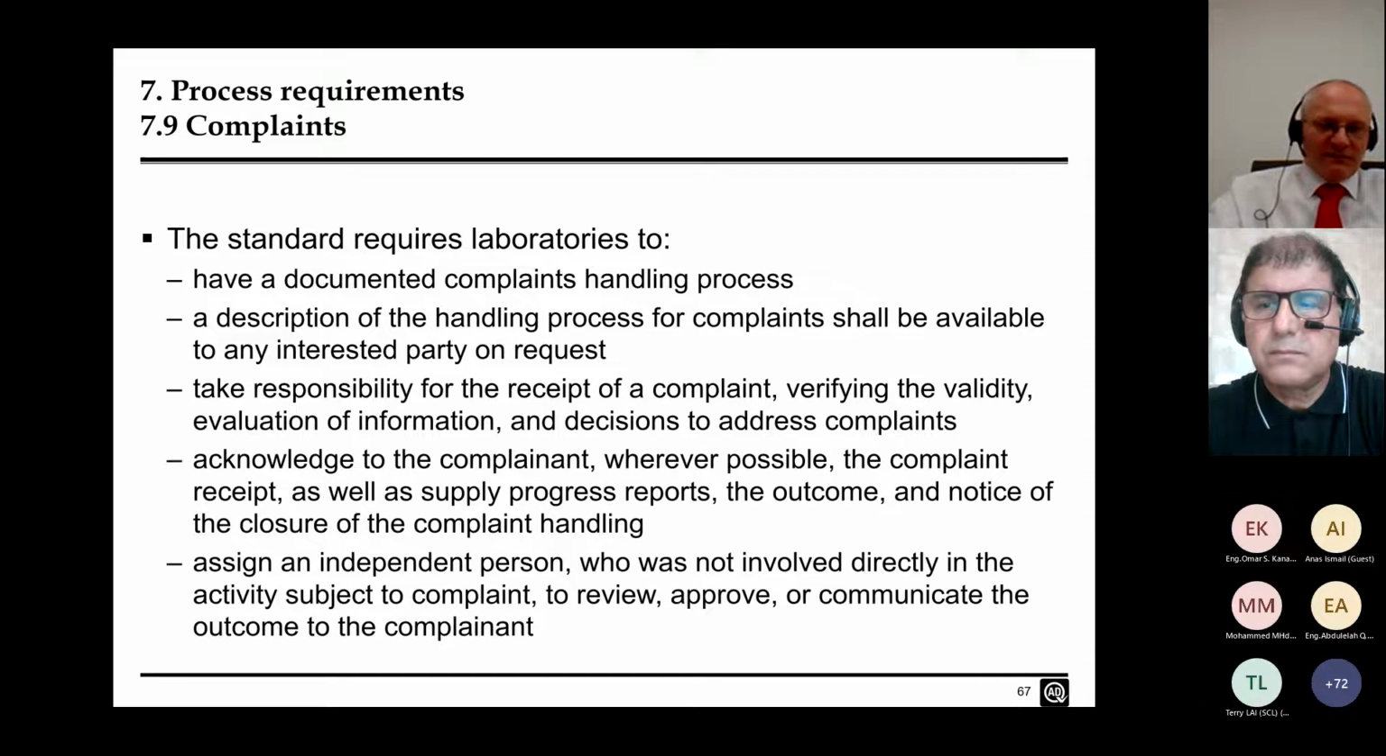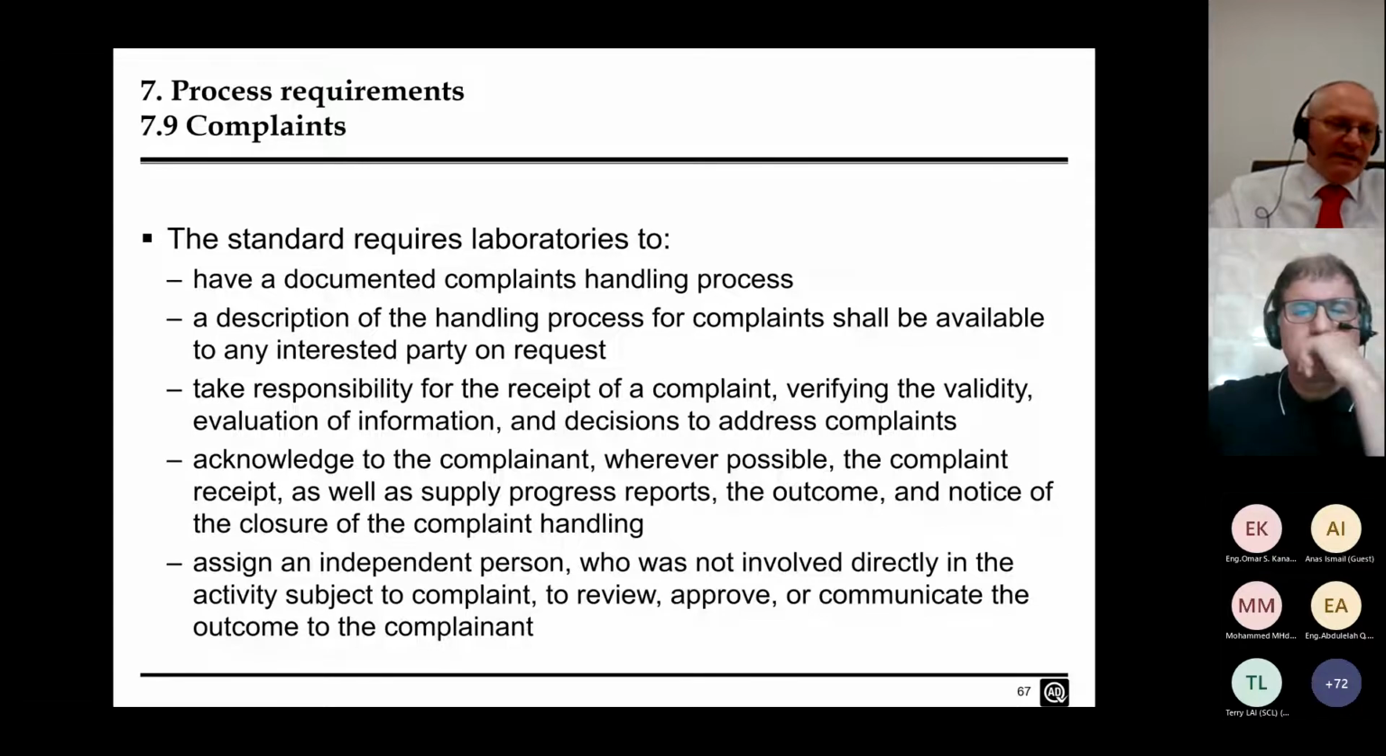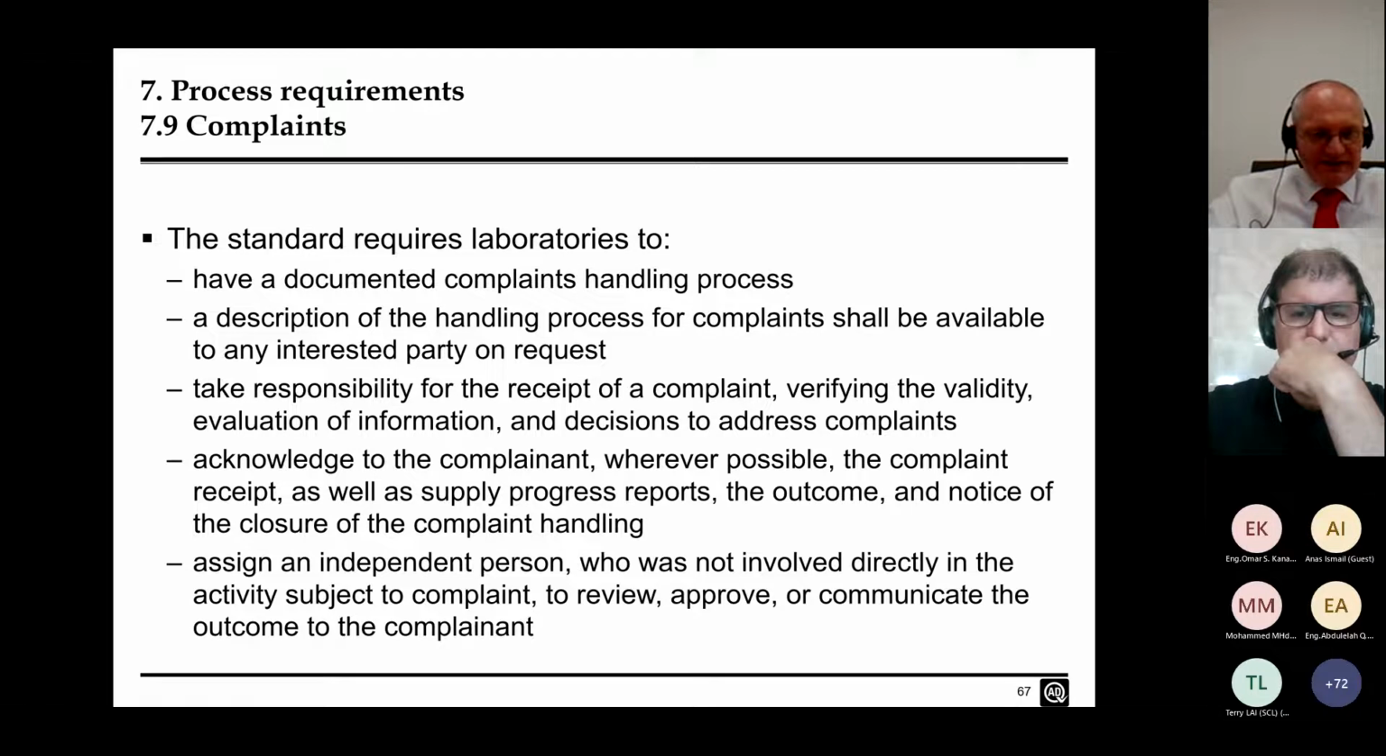We have to take responsibility for the receipt of the complaint, verifying the validity, evaluation of information, and decisions to address it. We have to acknowledge the complaint if we can, and provide progress reports, outcome, and the notice of closure. And we have to assign an independent person who was not directly involved in the activity subject to complaint to review, approve, or communicate the outcome.